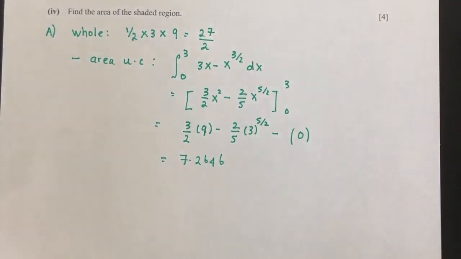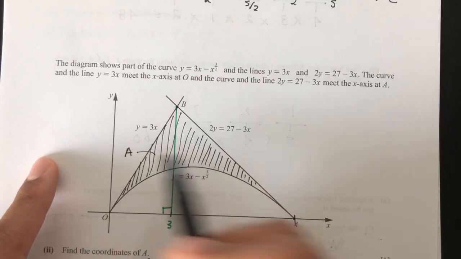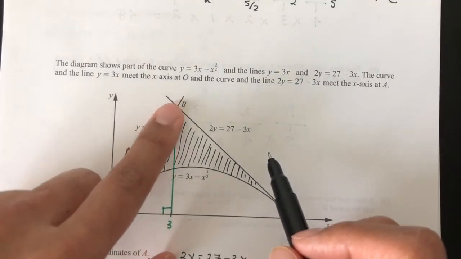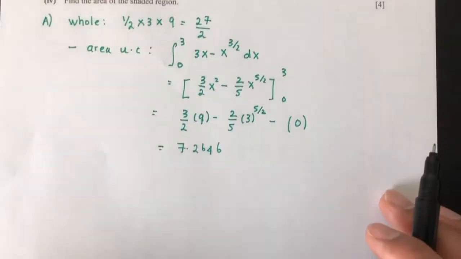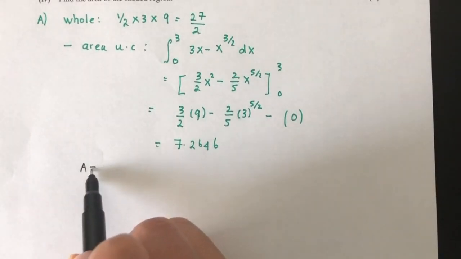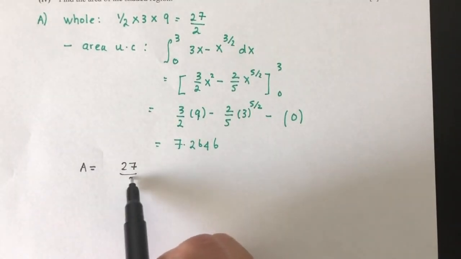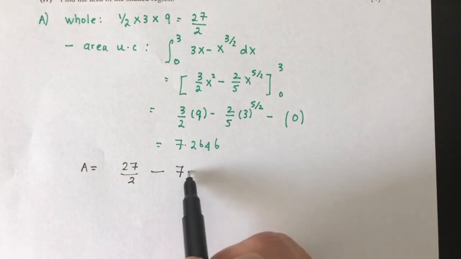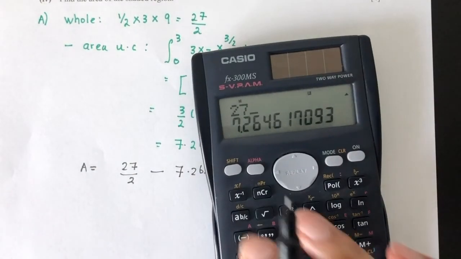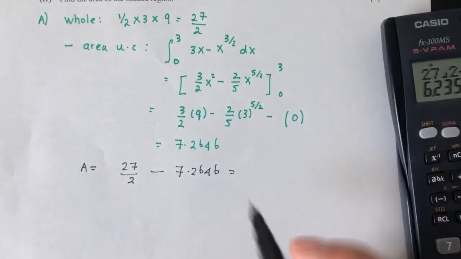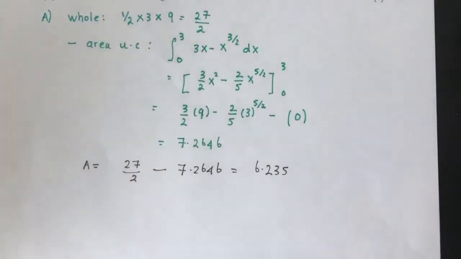So now for the first part, we are trying to find this area. Let's call this one A. To find A, we have to take the big one minus the area below the curve. So basically A will be the area of the triangle, which is 27 over 2, minus the area below the curve. Let's see what we have. That should be 6.235. That is for part A.